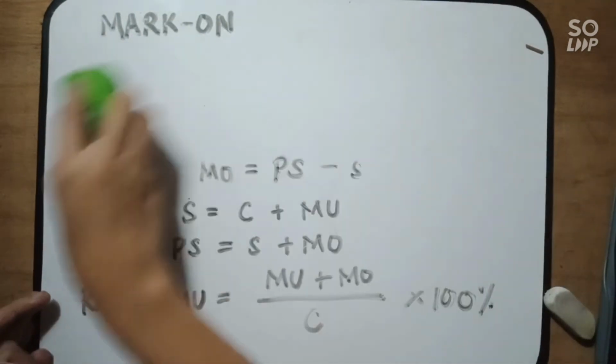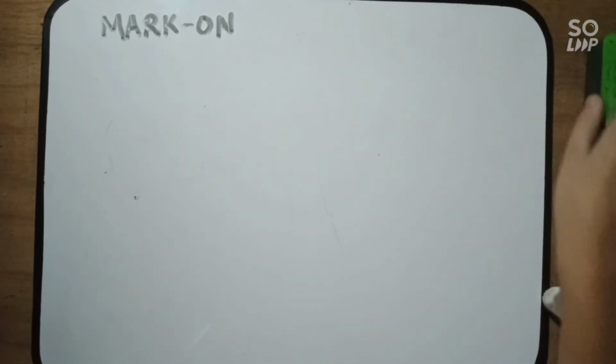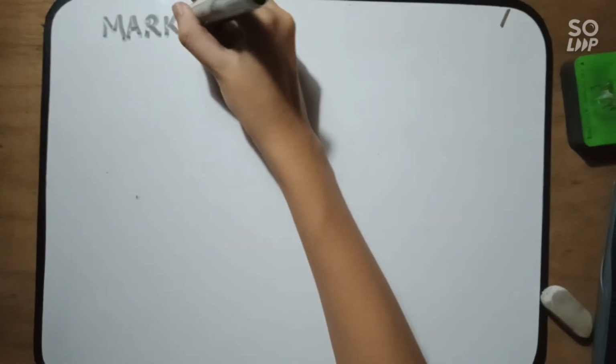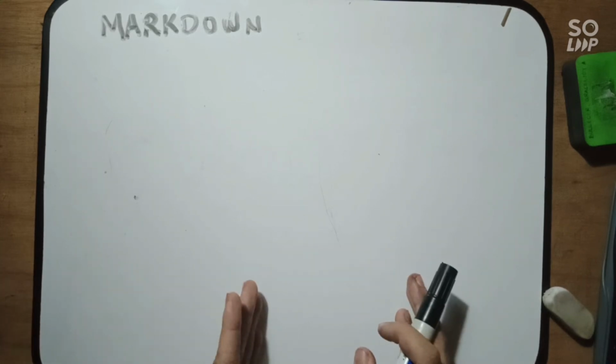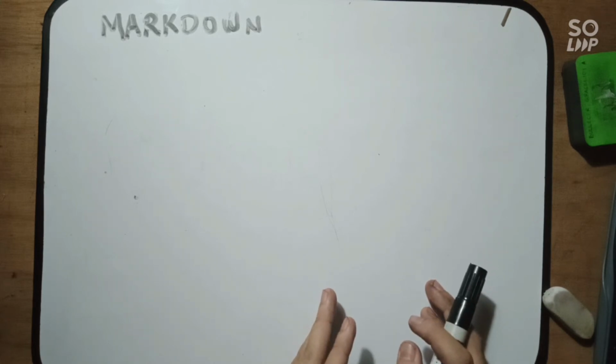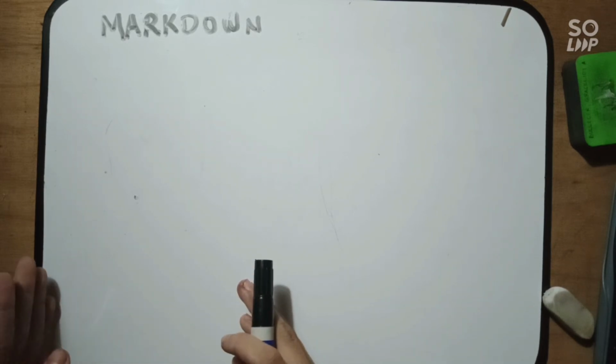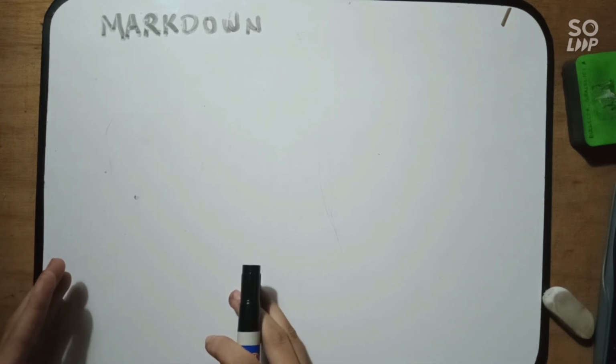So for the last concept, it is all about markdown. What is markdown? A markdown is the difference between the regular selling price and the sale price. It is a reduction in price of a product or service based on a percentage of the original price. Unlike markup and mark-on, markdown is the reduction in the price of the product or services, while markup and mark-on are additions to the selling price of a product or services.